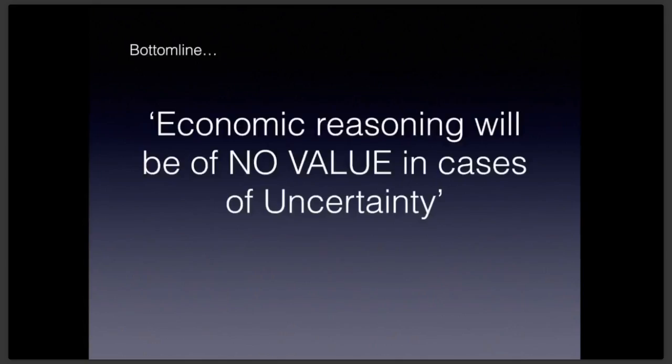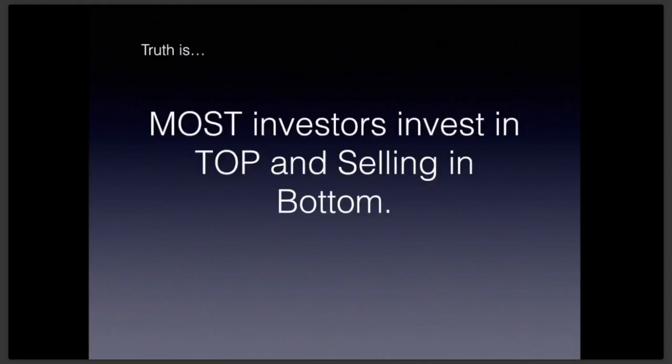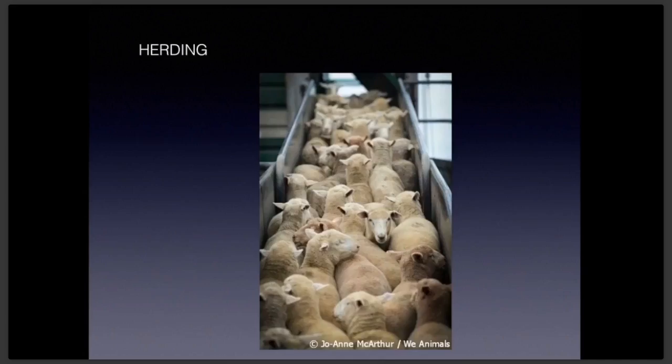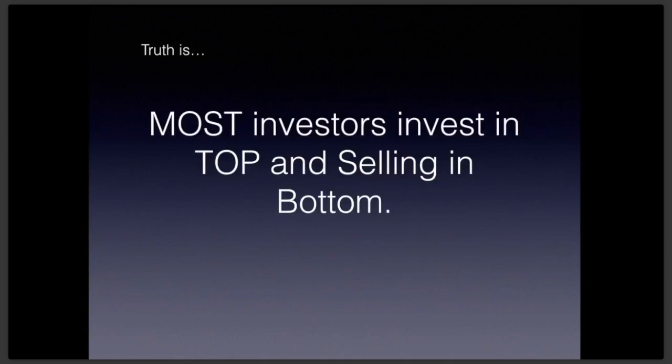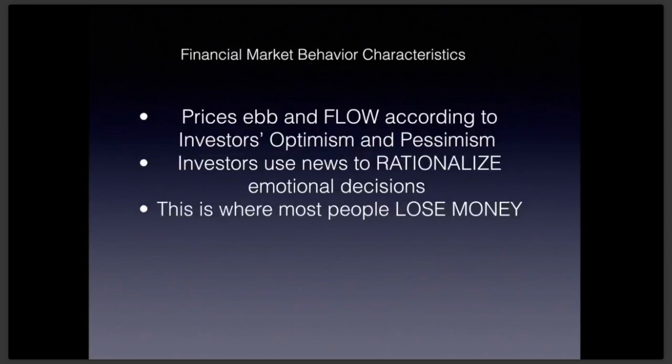So bottom line is economic reasoning will be of no value in cases of uncertainty. Most investors buy at the top and sell at the bottom, and I would say stock prices move like sheep. This is what we call herding. Prices ebb and flow according to investors' optimism and pessimism. Investors use news to rationalize emotional decisions.